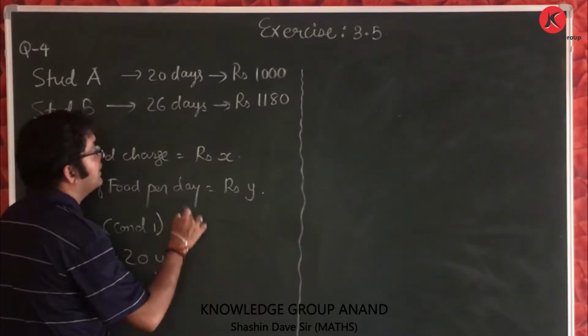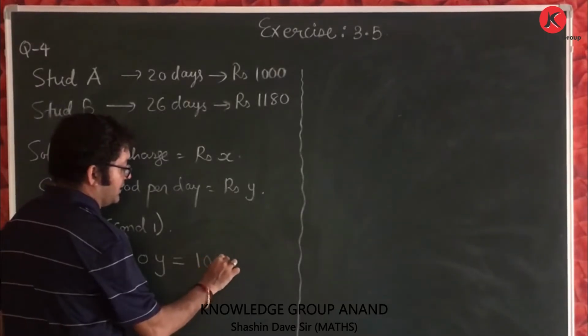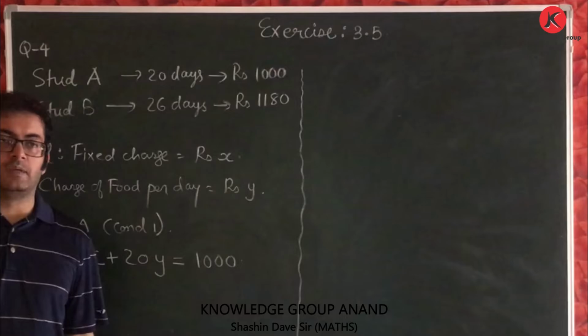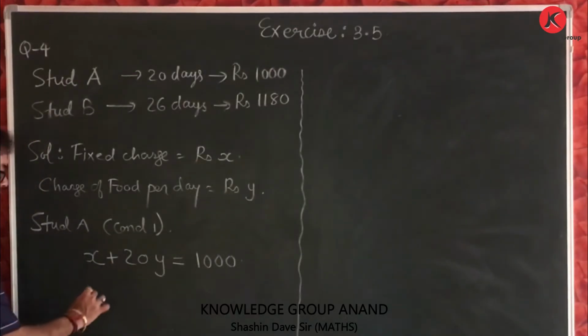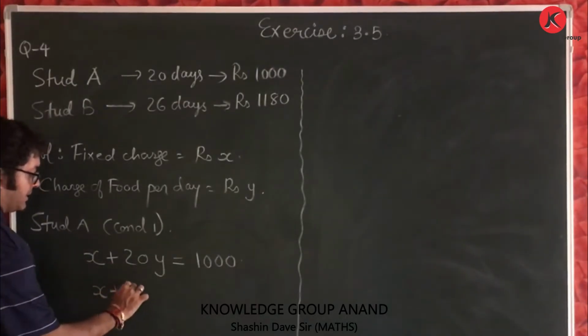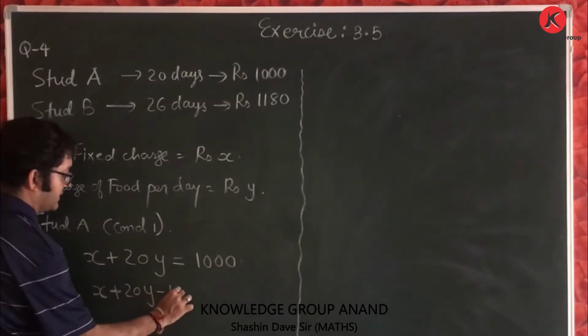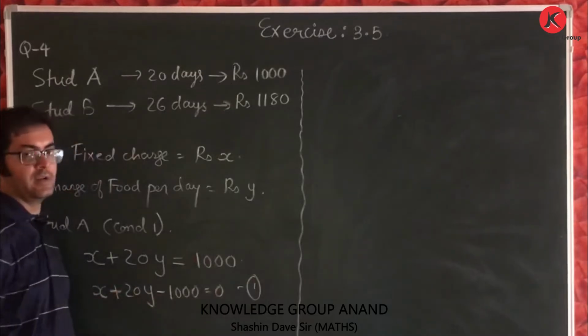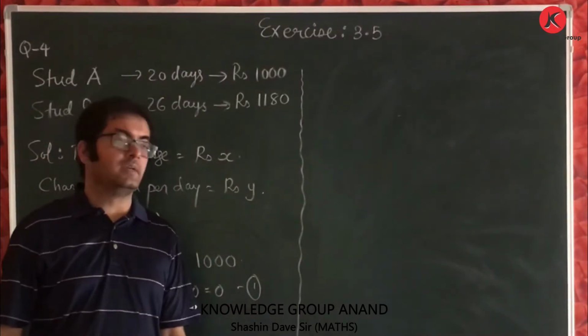The total bill is rupees 1000. So x plus 20y is equal to 1000. This will be equation number 1. When I convert it into standard form, I will have x plus 20y minus 1000 is equal to 0. So this is my condition number 1 for student A.